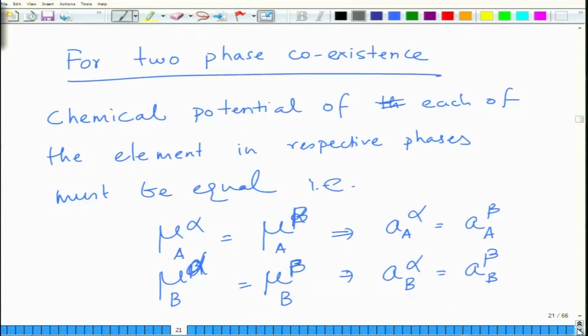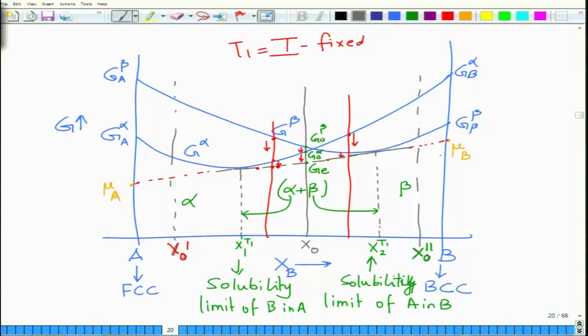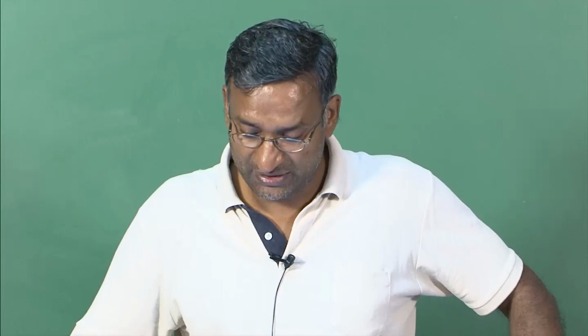And then we said that for two phase coexistence the mandatory requirement is that the chemical potential of each of the elements in the respective phases must be equal, that is mu A alpha should be equal to mu A beta and mu B alpha is equal to mu B beta, and that is obvious from the tangent that is drawn. The common tangent is nothing but the chemical potential, and this says that the chemical potential of A in two phases and B in two phases must be equal. Okay, so we'll stop here.